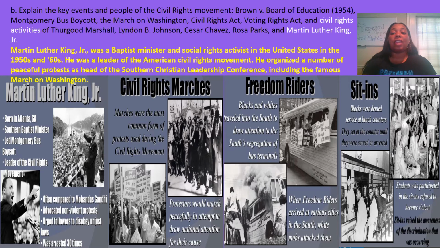Martin Luther King was an advocate for nonviolent protesting, including civil rights marches, which were the most common form of protest during the civil rights movement, freedom riders, which were whites and blacks riding together on buses in the South to protest the South's segregation of bus terminals, and sit-ins, where African Americans sat at counters of white restaurants and did not leave until they were served or arrested.